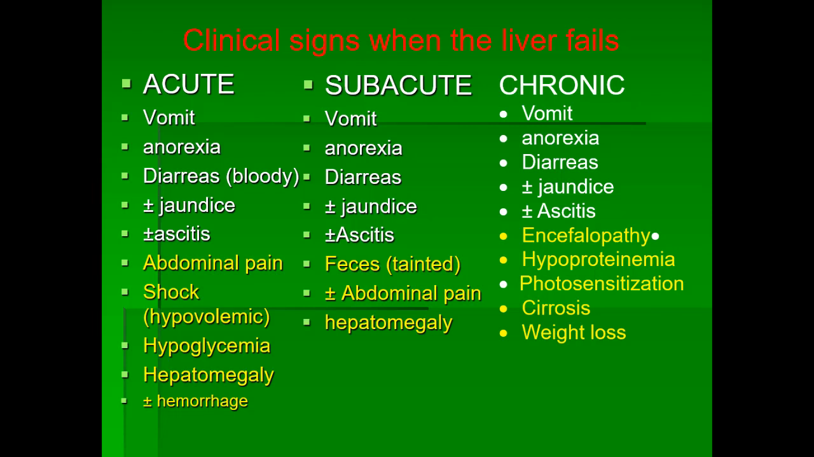The signs in white color are the same whether the animal experiences acute, subacute, or chronic exposure. What are these signs? Well, not very specific. Vomiting, anorexia, diarrhea in most cases, and not always present, but if they do, they are very highly suggestive of liver failure, which is jaundice and ascites, which, as you know, is water belly. That is why I put a plus or minus in front of them. You do not always see these two clinical signs in every case.